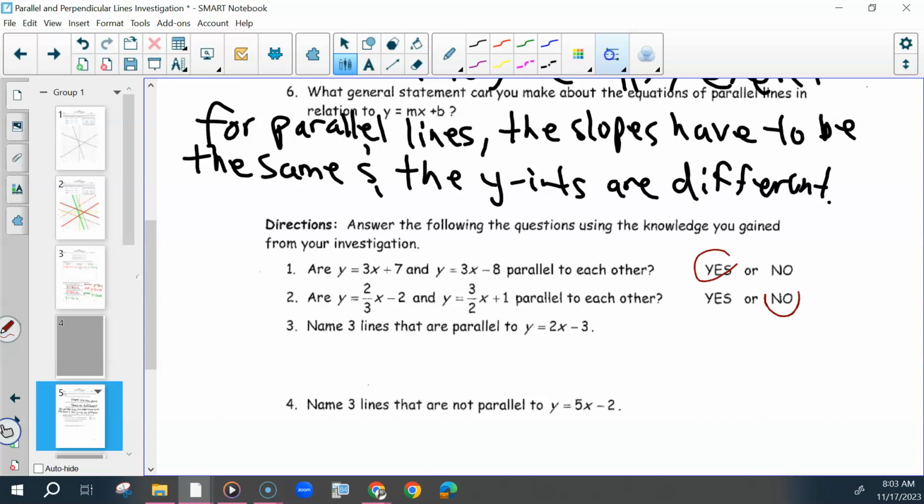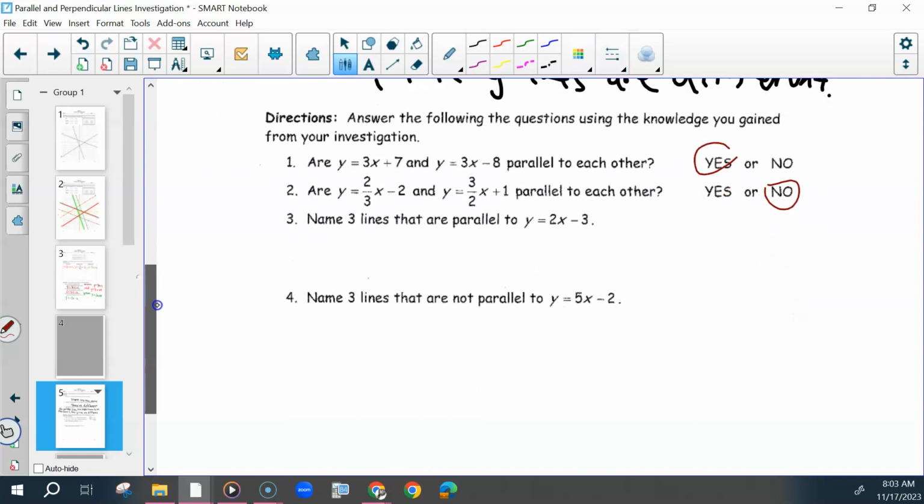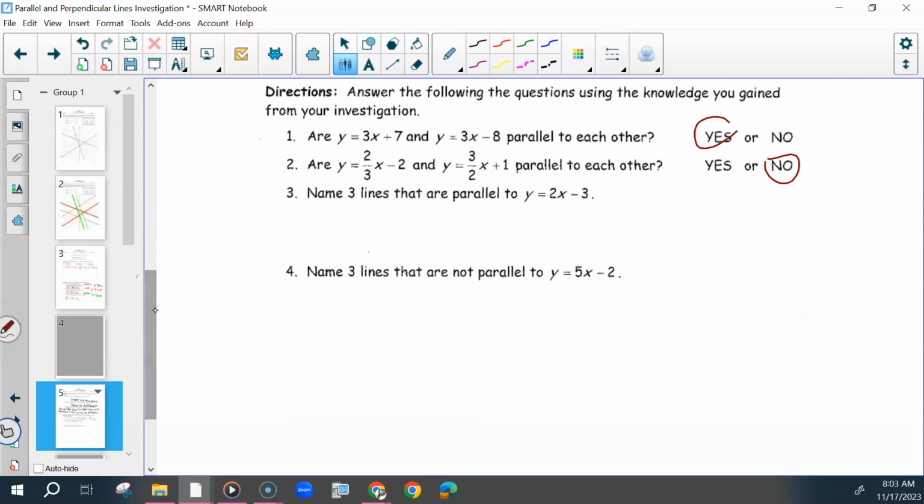This is not parallel. So I need 3 people to give me an equation that would be parallel to the one that's given. Y equals 2x plus 3. Sure. Y equals 2x plus 3. Y equals 2x plus 10. Sure. Why do you think it's big? One more. Y equals 2x plus 1.